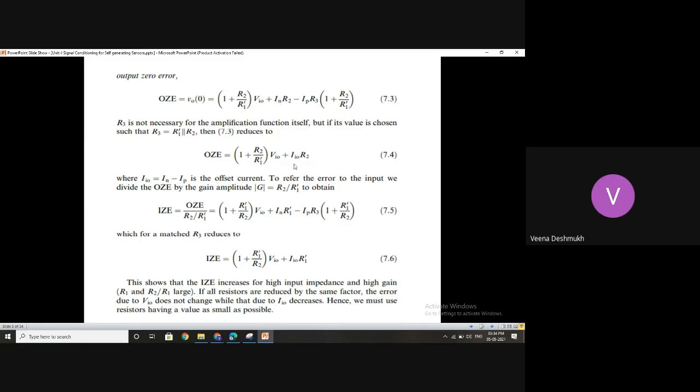So now this is the total offset current into R2, and this is the offset voltage applied between the inverting and non-inverting terminal, naturally into the non-inverting terminal, because the inverting terminal you are grounding by reducing Vs to 0. So the output zero error is due to the offset voltage VIO and the offset current IIO.